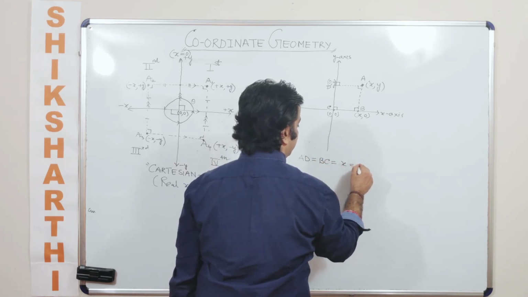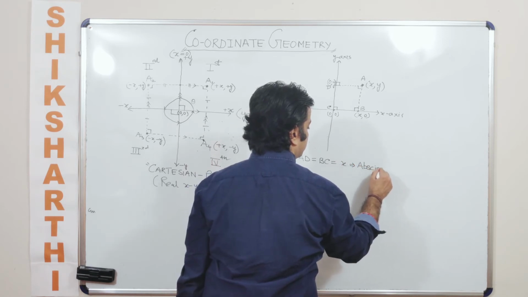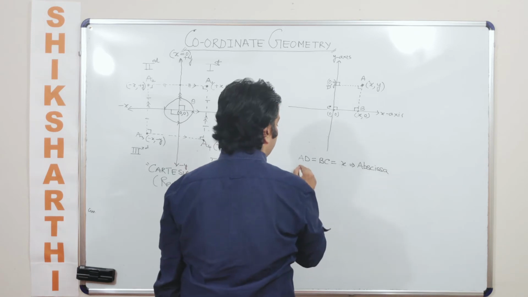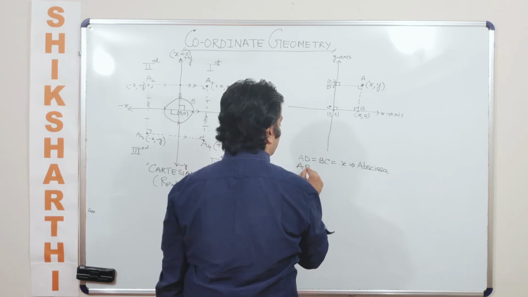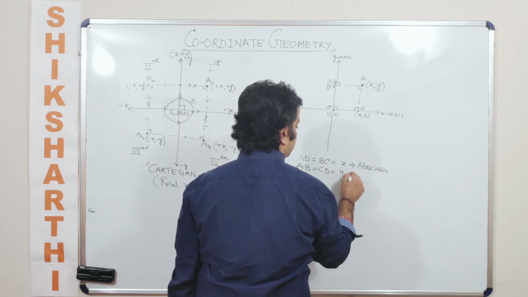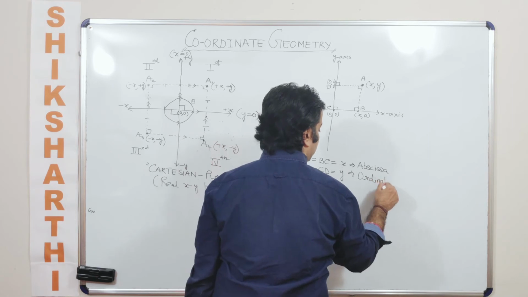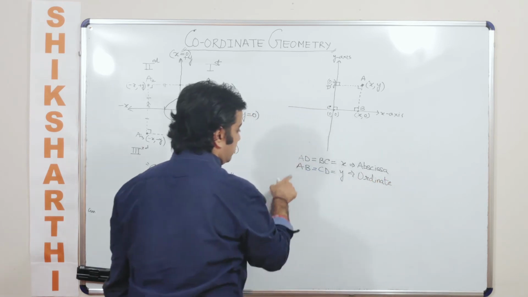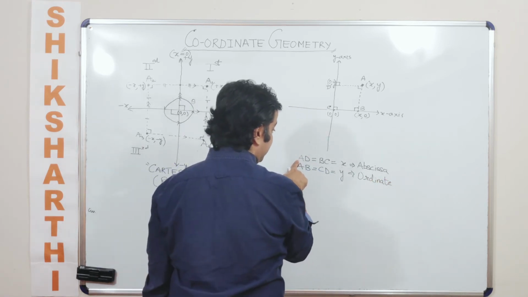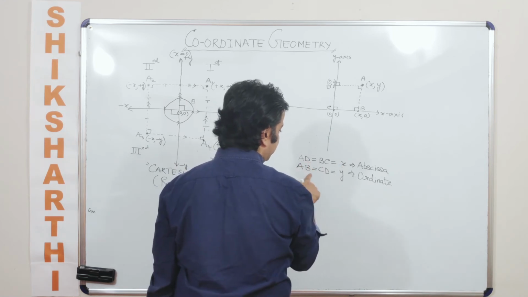Now can I say here that AD will be equal to BC, which is equal to x, which is the abscissa part? And at the same time, can I say AB is equal to CD, which is equal to y, which is nothing but the ordinate part? Yes, I can say this. Once you have said this, that means we are talking about the length. So this becomes a line segment now. When you're talking about the length, this becomes the line segment AD and line segment AB.